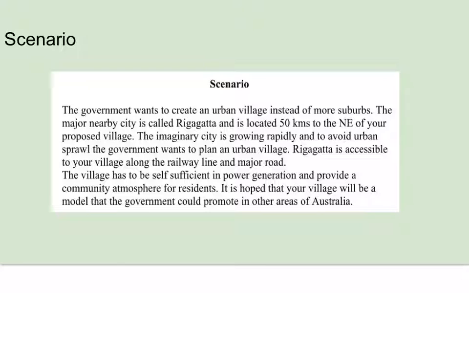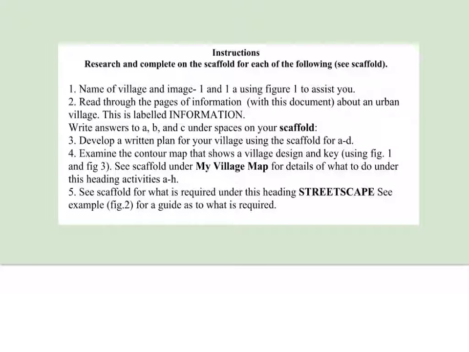The nearby city is called Rigagata, and it's located 50 kilometres to the northeast of your proposed village. The imaginary city, Rigagata, is growing so big so rapidly that, to avoid urban sprawl, the government wants you to plan an urban village. Rigagata is accessible to your village along the railway line and the major road, which I'll show you in a minute. The village has to be self-sufficient in power generation and provide a community atmosphere for residents. And it is hoped that your village will be a model that the government could promote in other areas of Australia.